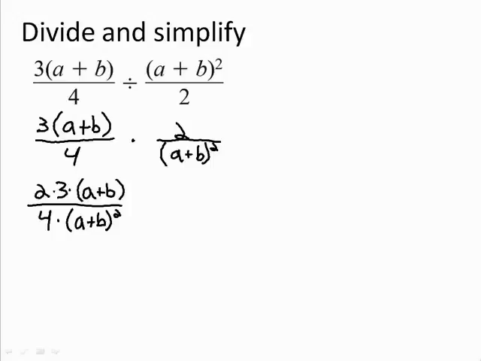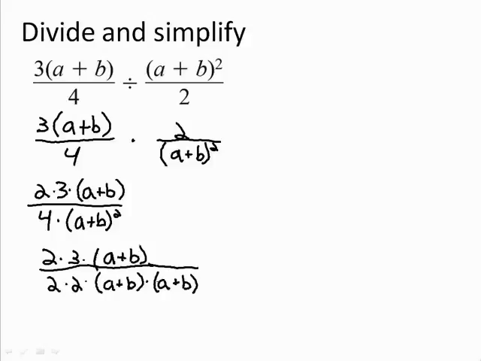Separate the 4 into 2 times 2 and the quantity a plus b squared into the quantity a plus b times the quantity a plus b. 2 times 3 times the quantity a plus b divided by 2 times 2 times the quantity a plus b times the quantity a plus b. A 2 and an a plus b from both the numerator and denominator cancel out. You are left with 3 divided by 2 times the quantity a plus b.